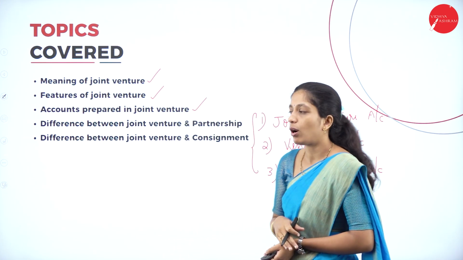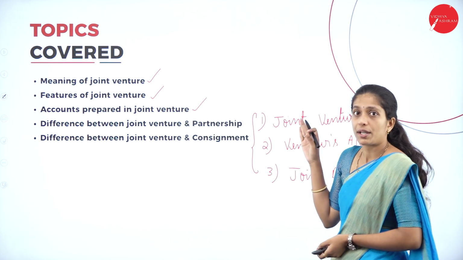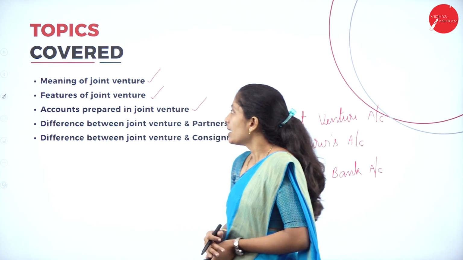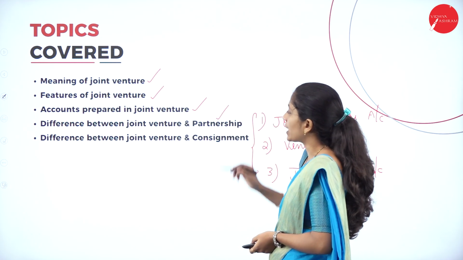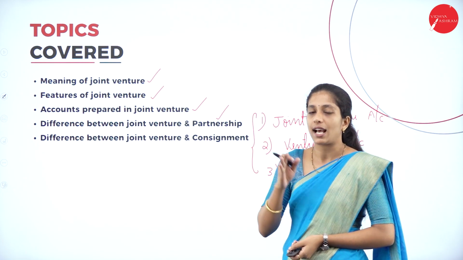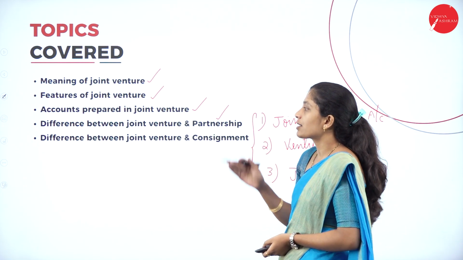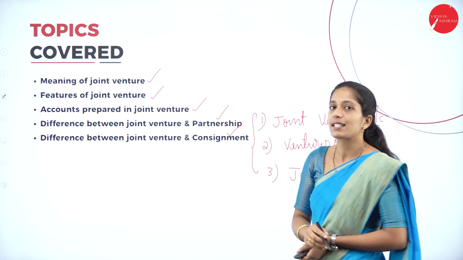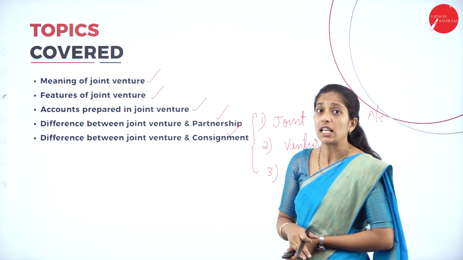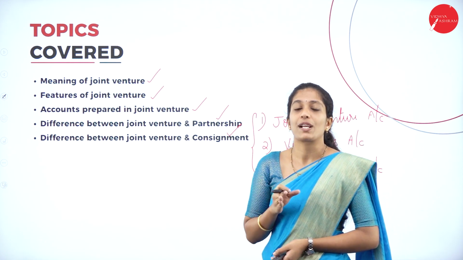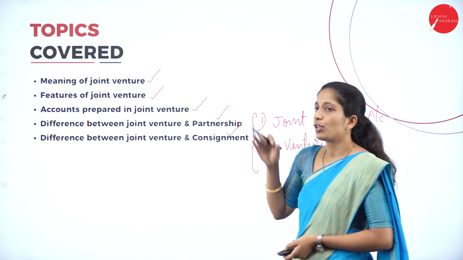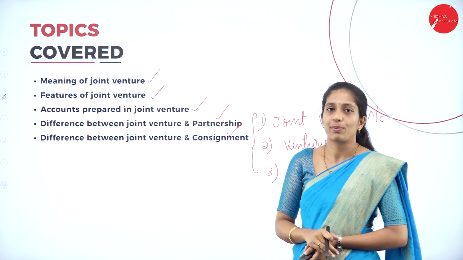So we have to prepare all these three accounts, that is joint venture account, venturers account as well as joint bank account. Next, difference between joint venture and partnership. We have learned the difference between joint venture as well as partnership firm. Next, difference between joint venture and consignment. What are the main differences? As I have told you, this is a very important question. You might get a question on difference between joint venture as well as consignment. So these are the few topics which we have discussed in the previous session.